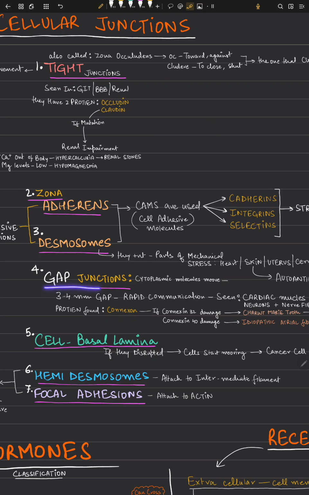Next is the gap junction. They have gaps inside. Why do we need gaps? Because we need fast transport. Then there are the cell to basal lamina junctions, the base layer connection: hemidesmosomes and focal adhesions. We will talk about all of them. Let's talk first about tight junctions.